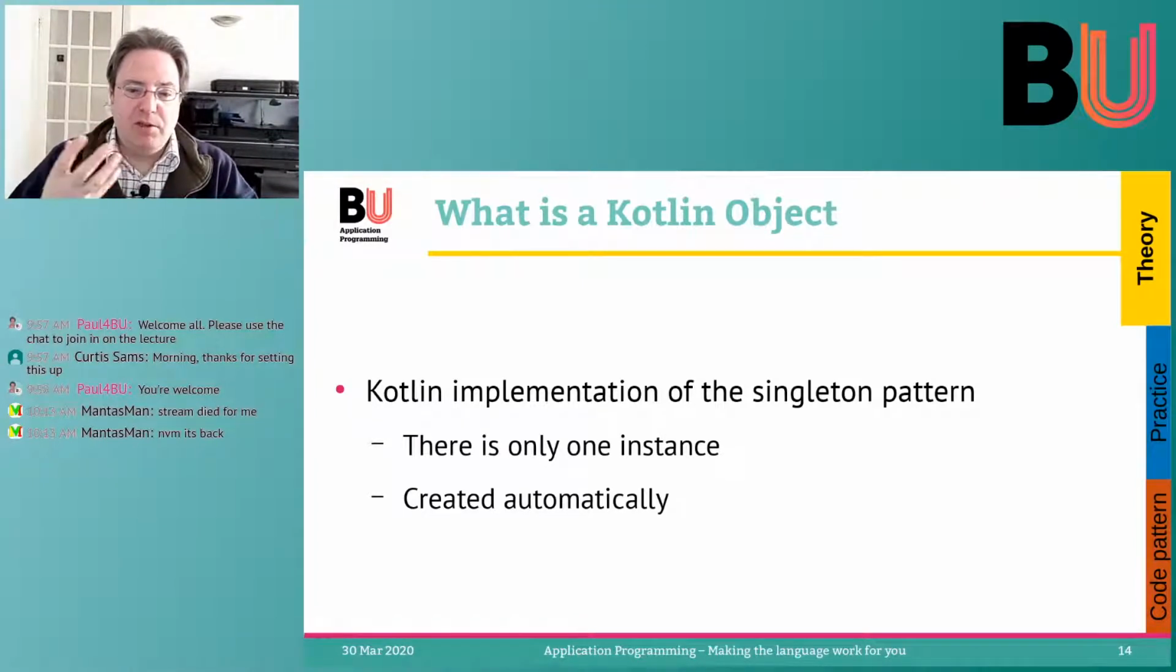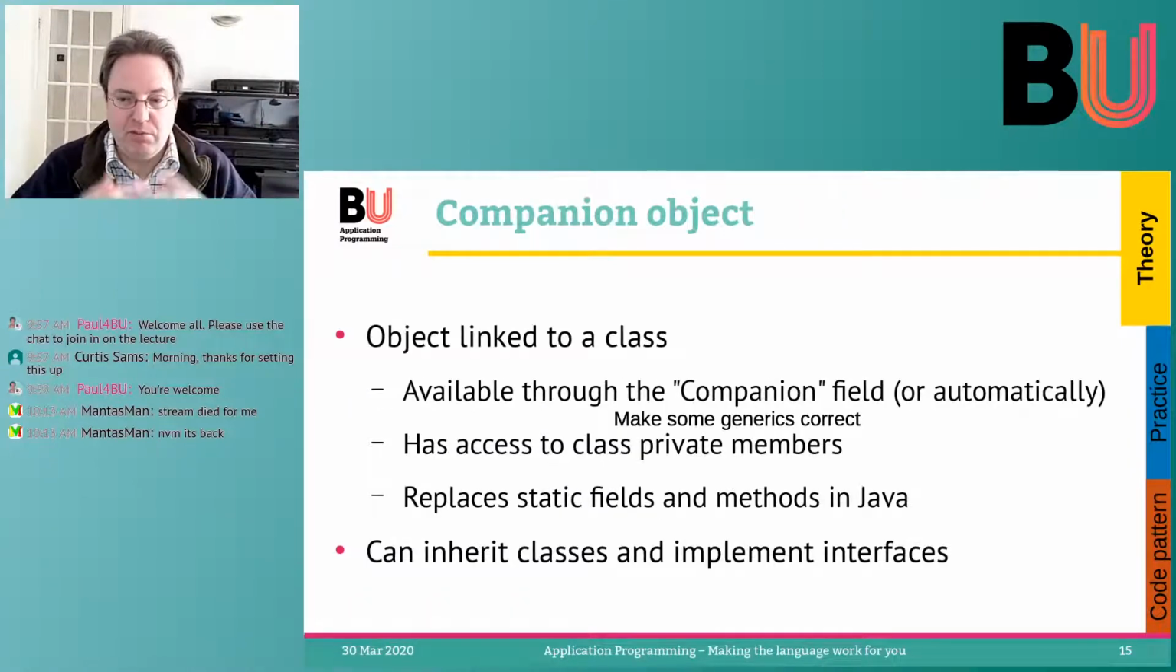But what does this companion object do? A companion object is an object that is linked to a class. That's why it's a companion. And you can actually have named companion objects. You saw that with Parcelable. So if we have Parcelable, we can give it a name. So we link this object to this class.